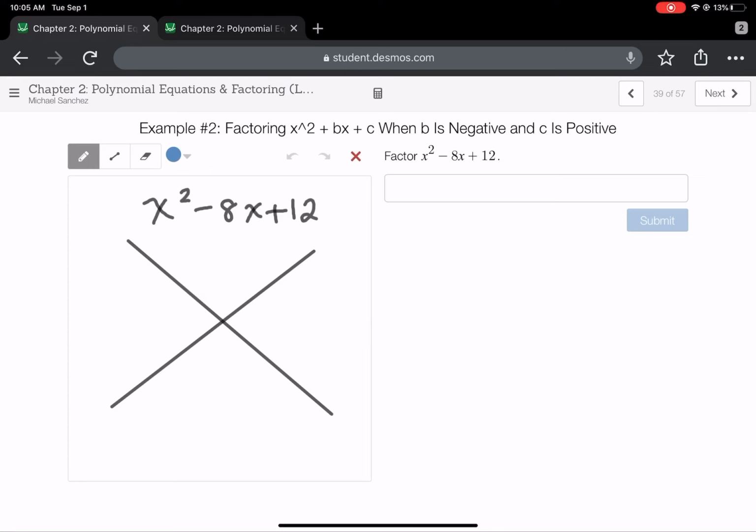All right, let's try something different when b is negative. Again, let's label our terms. This is going to be a, b, and c. At the top, we always do a times c. At the bottom, we do b.